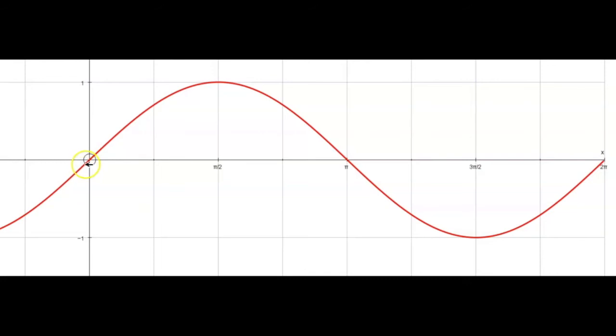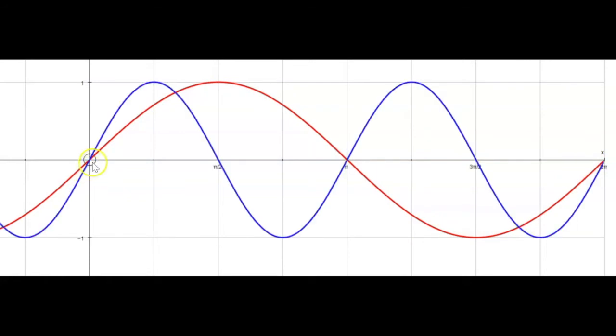The graph of sin x, sine of 0 is 0, so it passes through the origin. When it's pi over 2, sine is 1. When it's pi, it's back to 0. So we should know what the graph of sin x looks like. So if we look at the graph of y equals sin 2x, this is the graph of y equals sin x, and it has been squashed in.